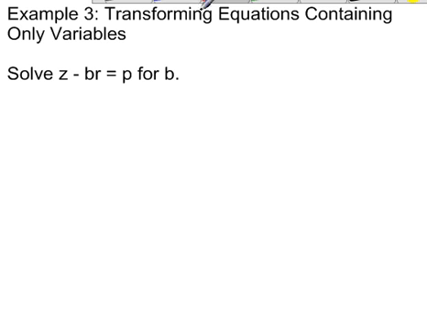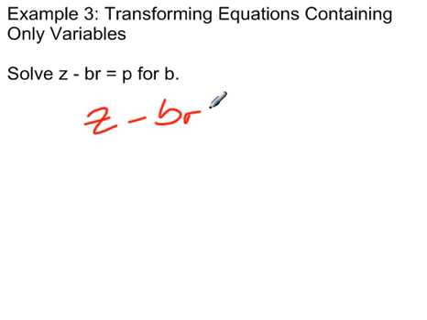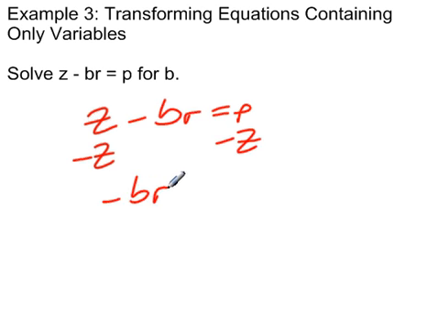Okay, so I'm going to take this and rewrite my problem. I like to write a z with a little line through it just so I can make sure I'm not writing a 2. Okay, yeah, b times r equals p. Okay, so the first thing I would do is I would subtract this z. Okay, so minus z on that side. All right, so I'm left with negative br equals p minus z.